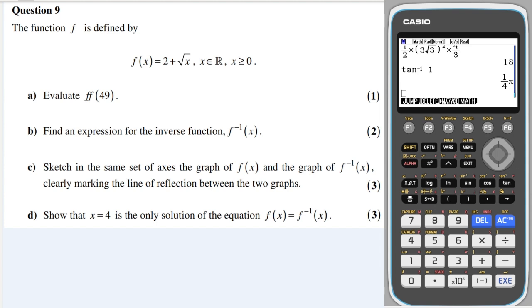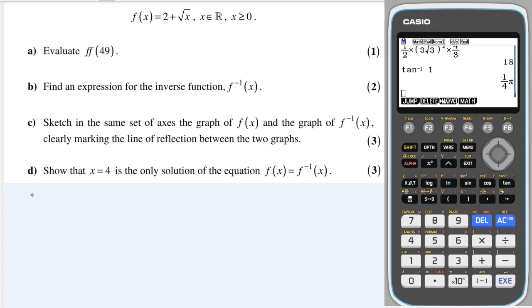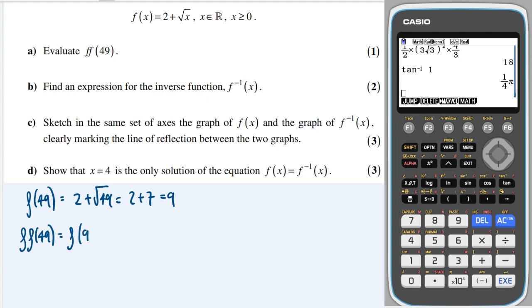We have a function defined by f of x equals 2 plus root x, where x has to be greater than 0. Evaluate f of 49. Okay, so let's first off sub in 49. This gives me 2 plus the square root of 49, which is 2 plus 7, which is 9. So therefore f of 49 is equal to f of 9, which is equal to 2 plus root 9, which is equal to 2 plus 3, which is equal to 5.